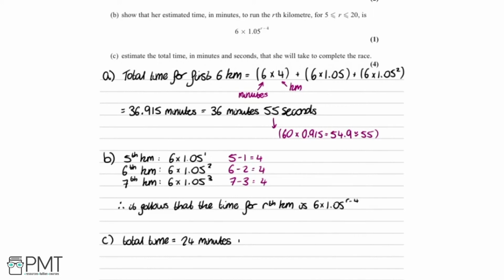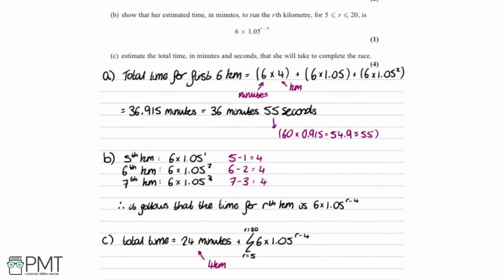But then we're going to add on top of that. And what we're going to use is this general formula that we created in the previous part. So if we do the summation of that formula, so 6 times 1.05 to the power of r minus 4. And well, here, the first 4 kilometres are already taken care of. So for this summation, we want to go from r equals 5, because we look at the 5th kilometre, and it's a 20 kilometre race. So we want to go up to 20 kilometres here.